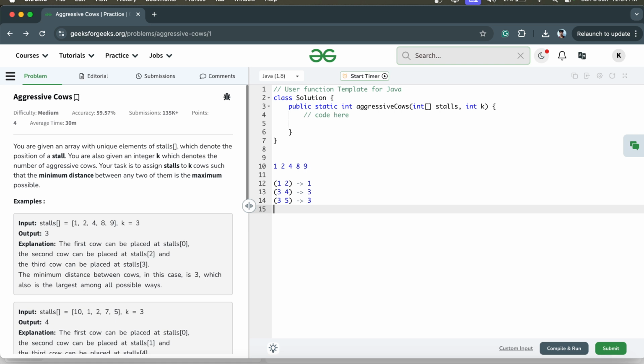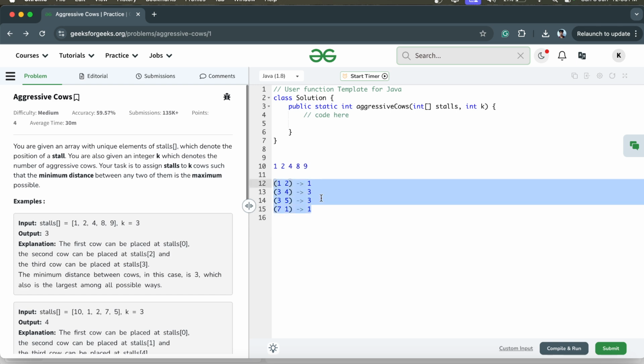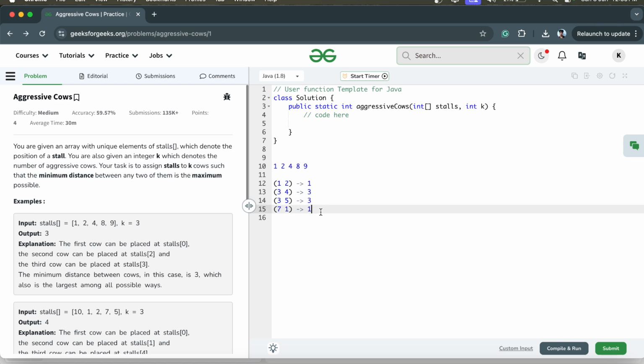Next, we put the first cow here and the second cow here. The distance between them is 7, and the third cow we can put right over here. Between 8 and 9 the distance is 1, so the minimum distance here is 1. So there are multiple possibilities where we can keep cows at different locations and figure out the minimum distance. Out of all of these, the maximum of the minimum distances is 3. So 3 is what we have to return from this function.